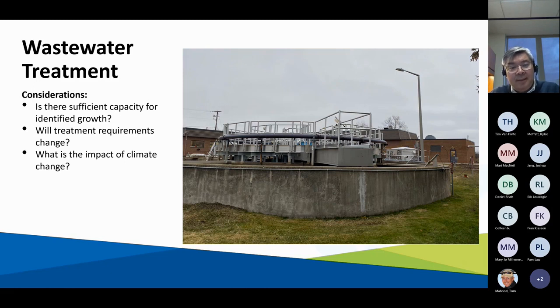The Wellesley wastewater treatment plant has been fully compliant with the ministry's regulations, but has experienced operational challenges in the past, like experiencing some flow bottlenecks. So again, for the master plan, what considerations do we anticipate? Well, we want to know whether there's sufficient capacity for the identified growth. Certainly treatment requirements may change in the future, and how do we do that? And then again, what's the impact of climate change?